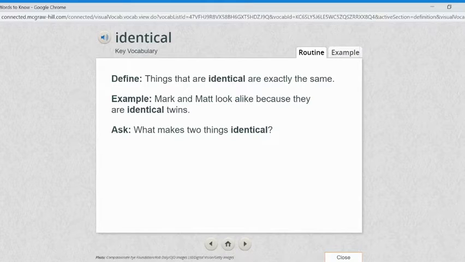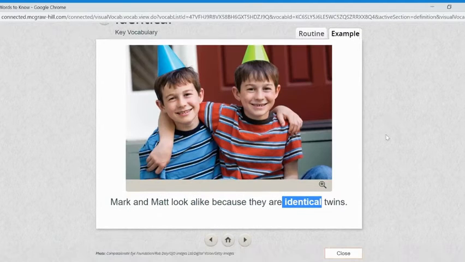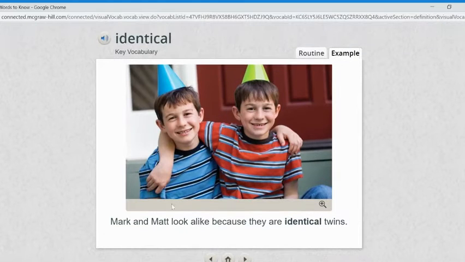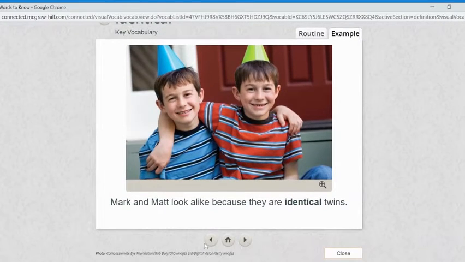What makes two things identical? Being exactly the same is identical. Many pencils are identical because they look exactly the same. Snowflakes look identical, but when you look closely, you'll notice that they are actually different.